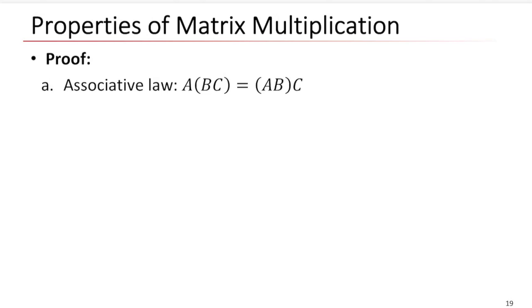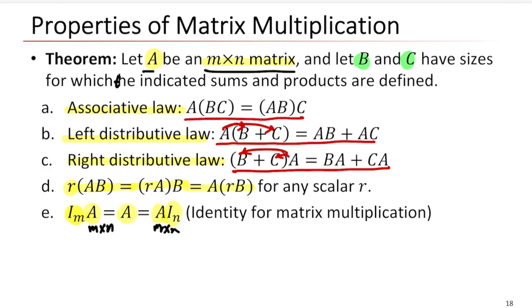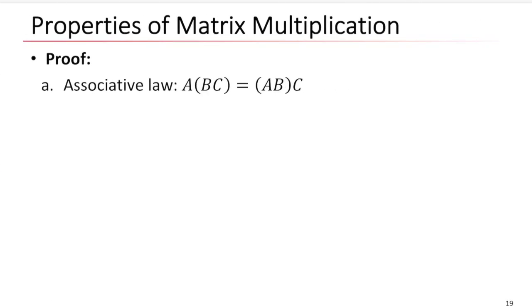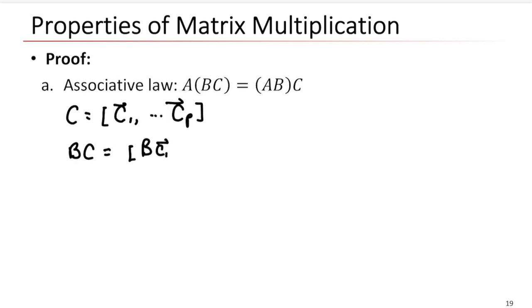Okay, let's prove this kind of property. First of all, let's see the associative law. Here's the proof. Let's say there is a matrix C with column vectors c1 through cp. By definition of matrix multiplication, the matrix BC is going to be Bc1 through Bcp, right?